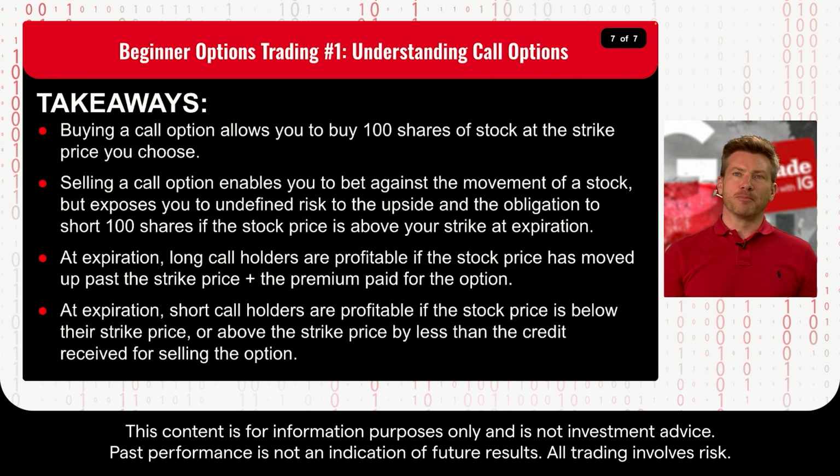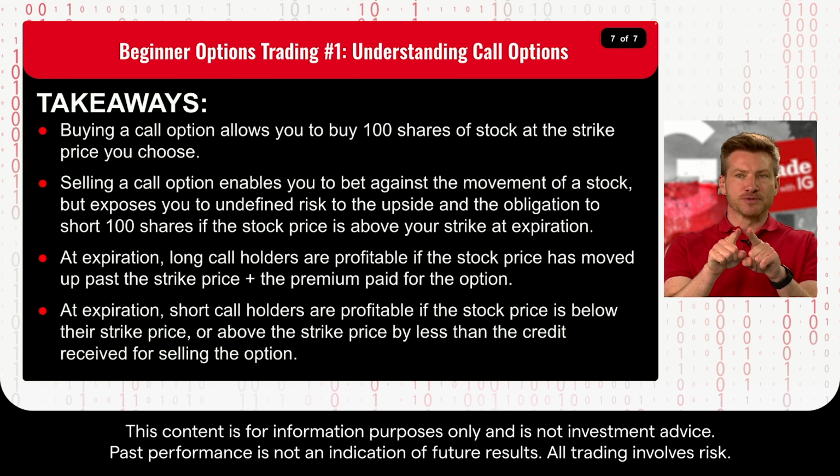Your takeaways today are: buying a call option allows you to buy 100 shares of stock at the strike price that you choose. Selling a call option enables you to bet against the movement of a stock, but exposes you to undefined risk to the upside and the obligation to short 100 shares if the stock price is above your strike at expiration.